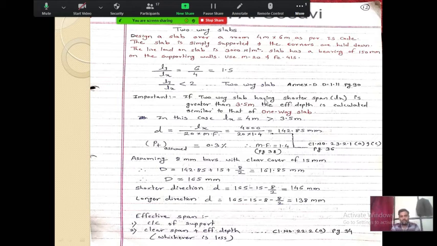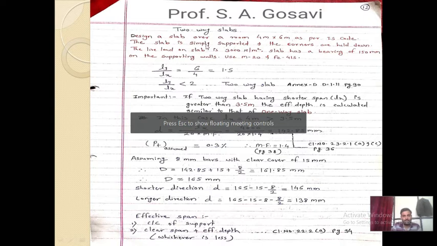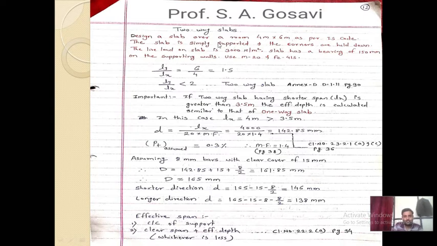Now how to design the two-way slab. So design of two-way slab we are going to learn over here. What is given? The problem is given to you. So what is the problem? Design a slab over a room 4 meter by 6 meter as per IS code.